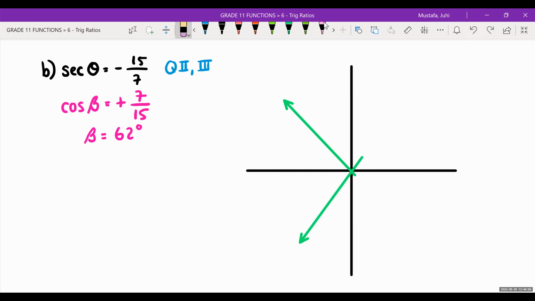Once you've drawn your terminal arms, go ahead and label your related acute angle and figure out what theta 1 and theta 2 is. That step, by the way, is the same as type 2, what we did yesterday.